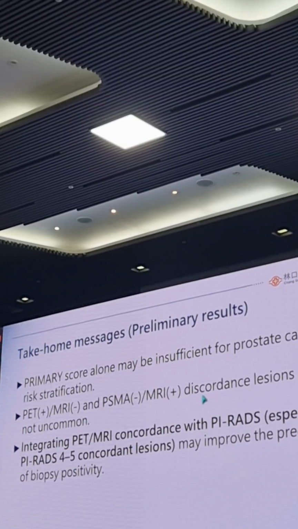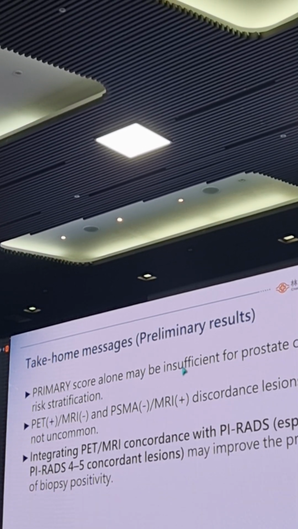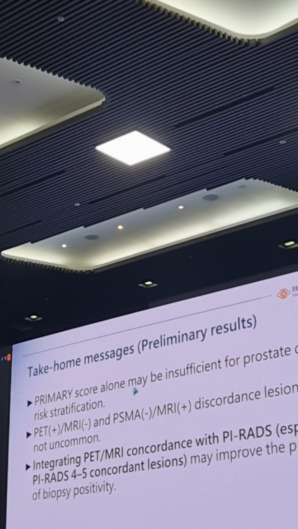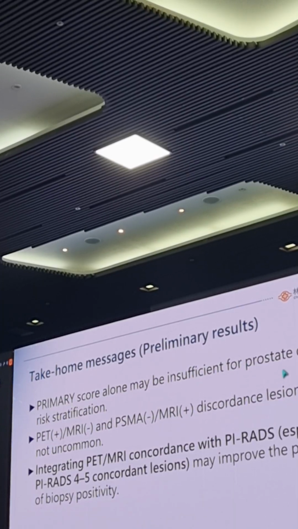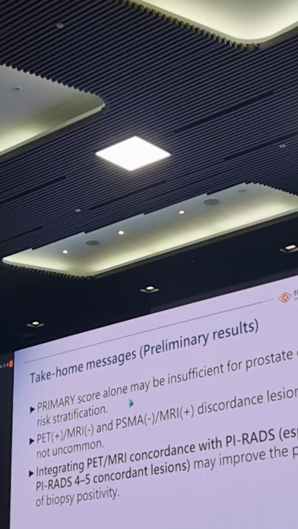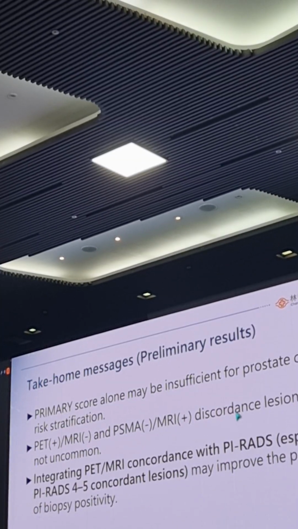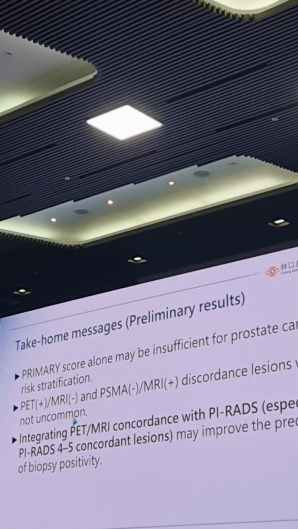But since these are preliminary results, from our findings we can say that the primary score alone may still be insufficient for prostate cancer risk stratification. And in this cohort, we found that discordance between PSMA PET and MRI lesions is not uncommon.